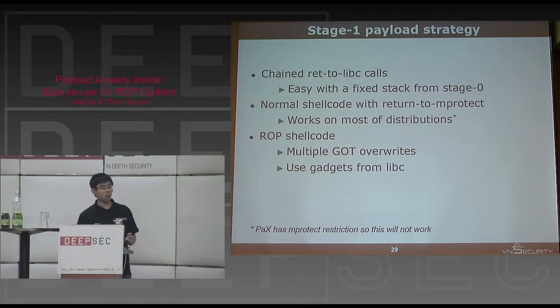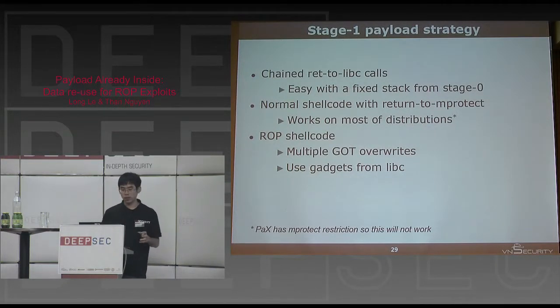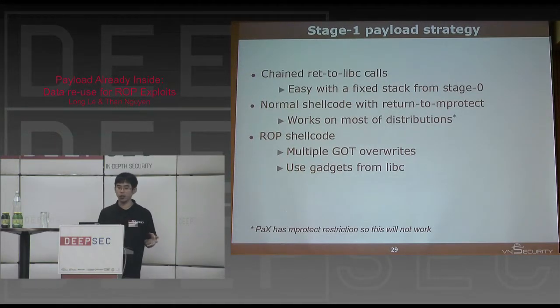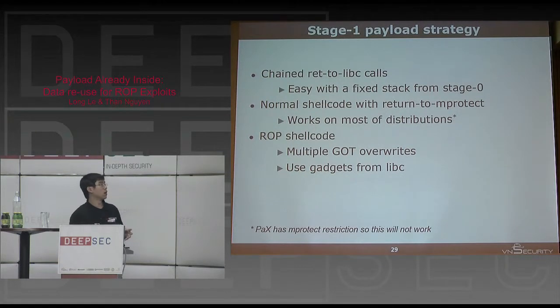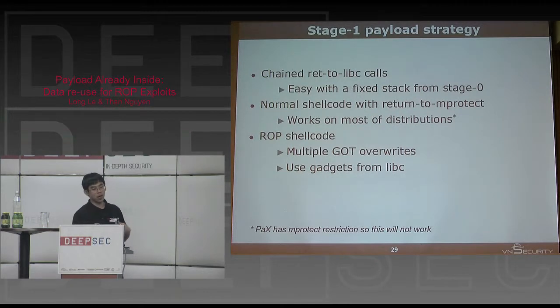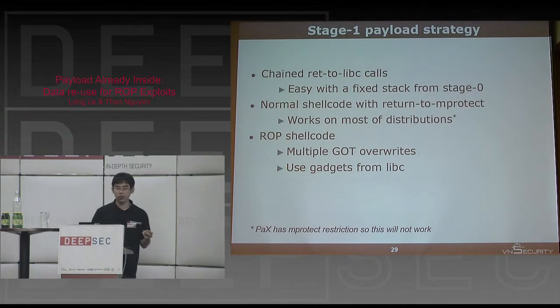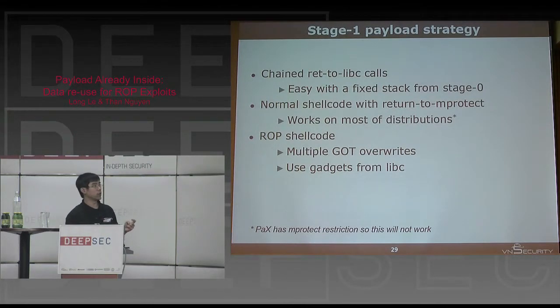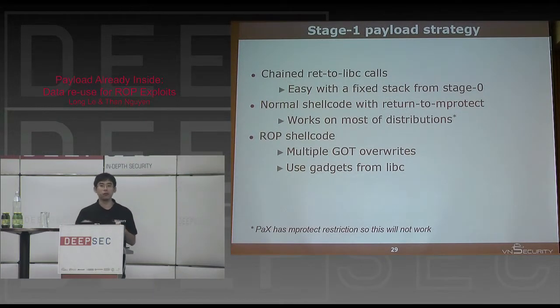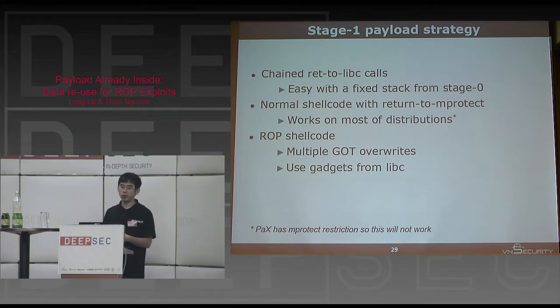And for the state 1 strategy, state 1 could be anything, like I mentioned before. It could be a chained return-to-libc. Now it becomes very easy, where you can transfer all the data and the location of the stack, and everything. Or you can return to mprotect to make the memory executable again, then transfer the control to the new place with the normal shellcode.